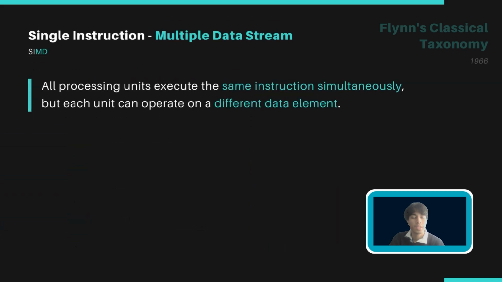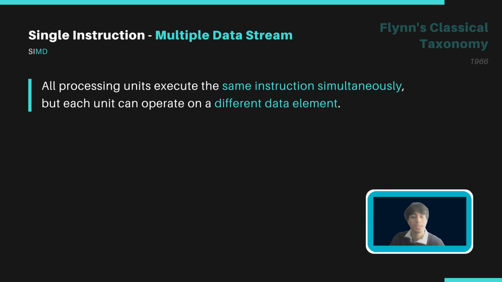The second classification is single instruction, multiple data, SIMD. In SIMD architecture, all processing units execute the same instruction simultaneously, but each unit can operate on a different data element. This type of architecture is well suited for specialized problems with a high degree of regularity, such as graphics and image processing.